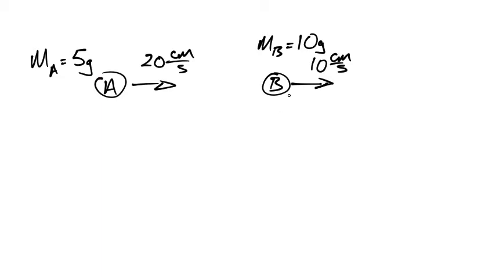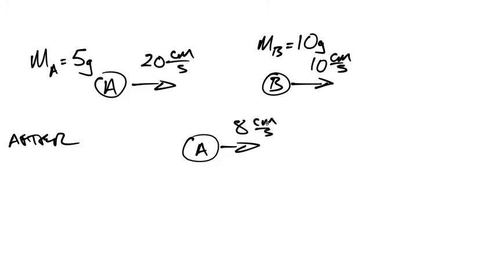Now, after they collide, so they bounce away from each other, the first one, A, is now traveling with a speed of 8 in the same direction. So let's put an after here. And here is A. It's traveling in the same direction, but now only with 8 centimeters per second. Okay? Question is, how fast is now B going? Question mark. Okay, so this was before.